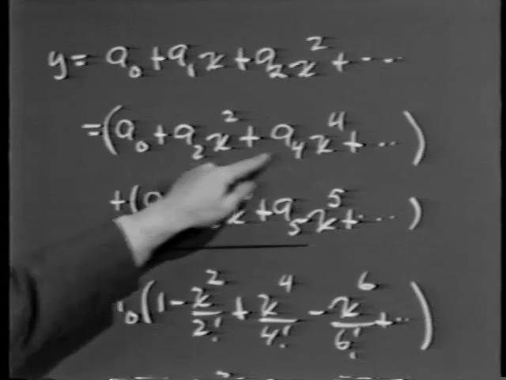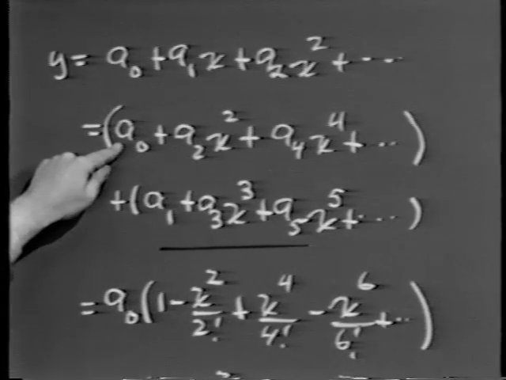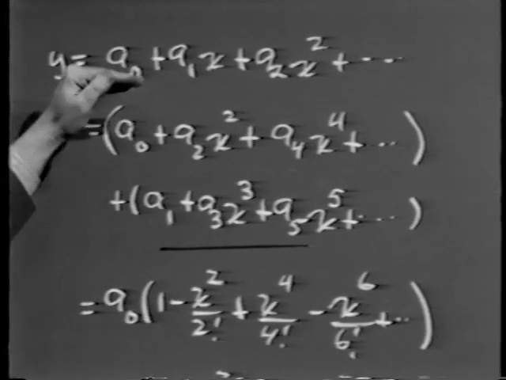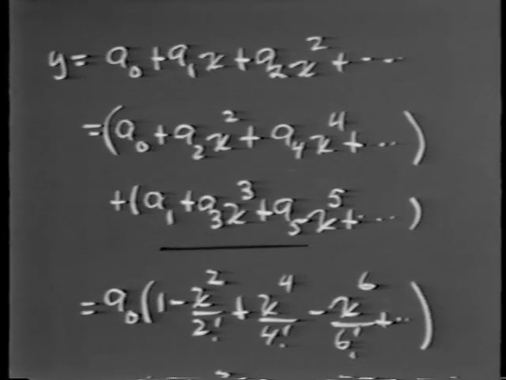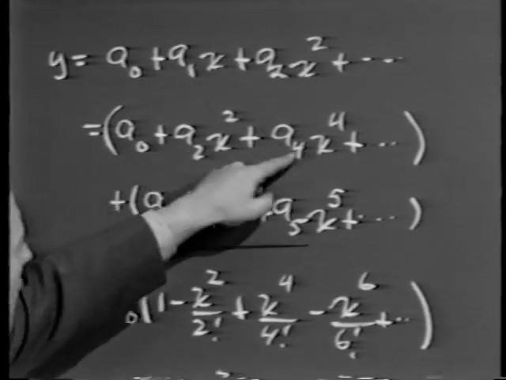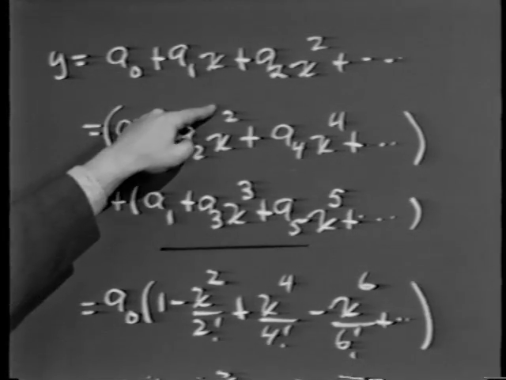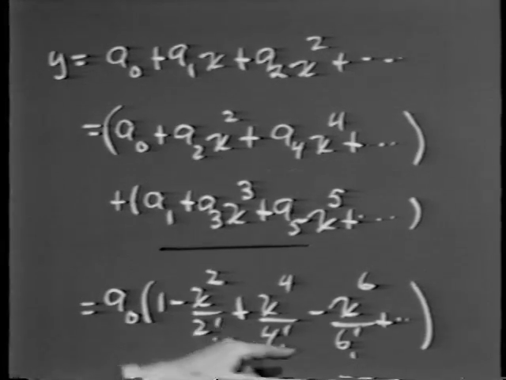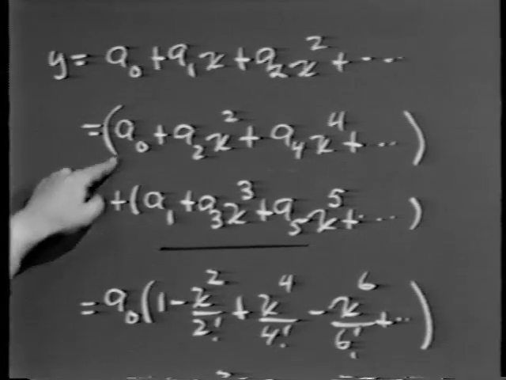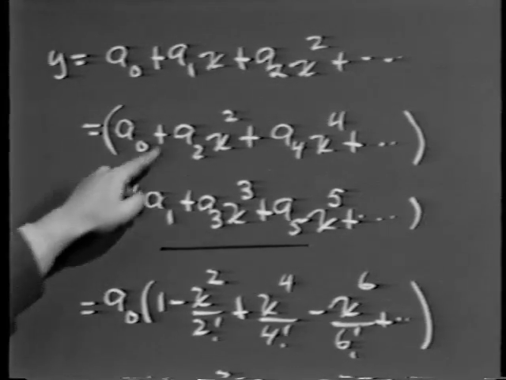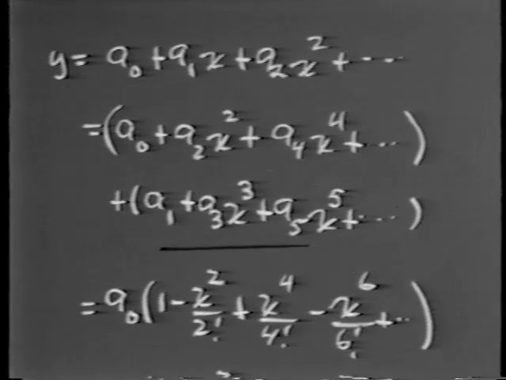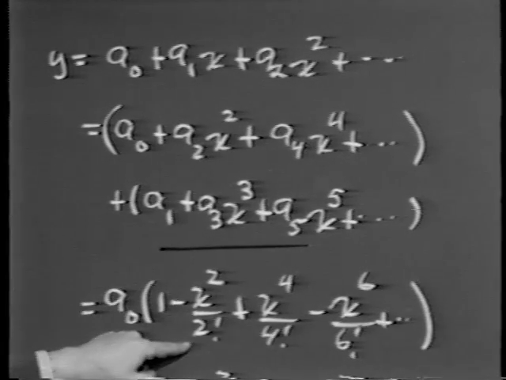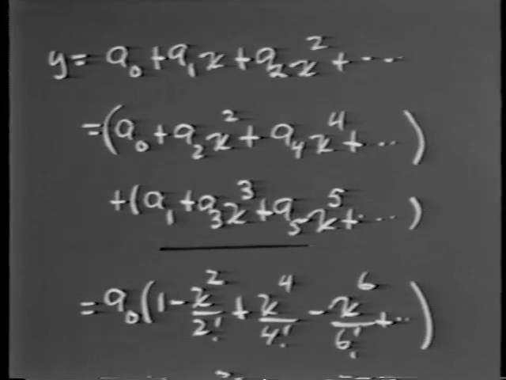In particular, since all the even subscripts seem to be expressible in terms of a0, and all the odd subscripts seem to be expressible in terms of a1, let me group the terms with even powers together and the terms with odd powers together. And now remembering what a2 and a4 are. Remember, a2 was minus a0 over 2 factorial, a4 was a0 over 4 factorial, etc. I now factor out a0 from here, and substituting in the values of a2, a4, a6, etc. that we found from before, this tells me that the coefficient that multiplies a0 is 1 minus x squared over 2 factorial plus x to the 4th over 4 factorial, etc.